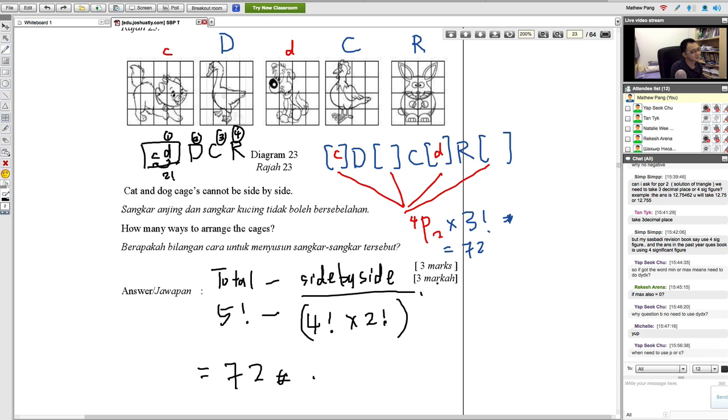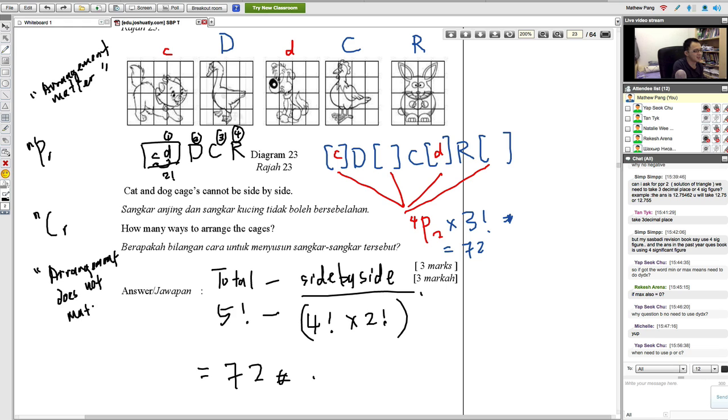Right? And if you ask me when to use P and C, yeah, I can say like this, but it's not all the time. Of course, I know in order to use permutation, if you refer to the reference book, they will tell you arrangement matters. Arrangement matters a lot. It means the arrangement is very important, you will use P. If the arrangement is not so important, it does not matter, then you will use C.